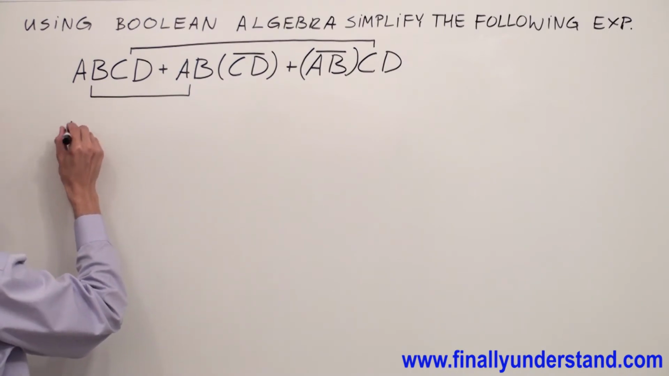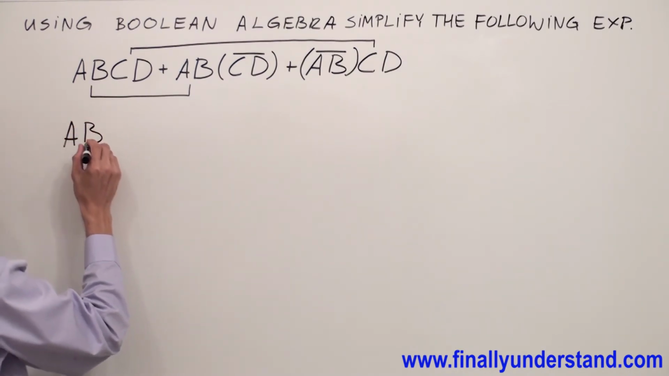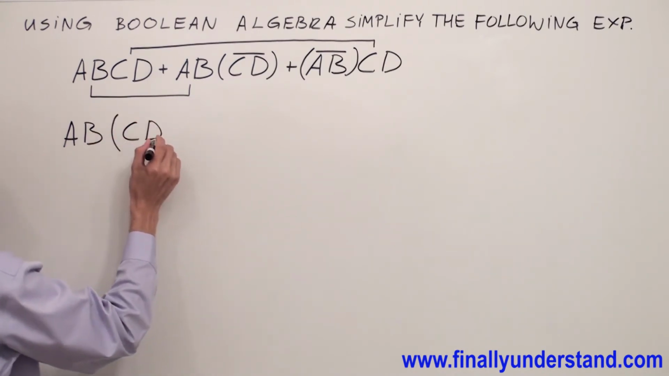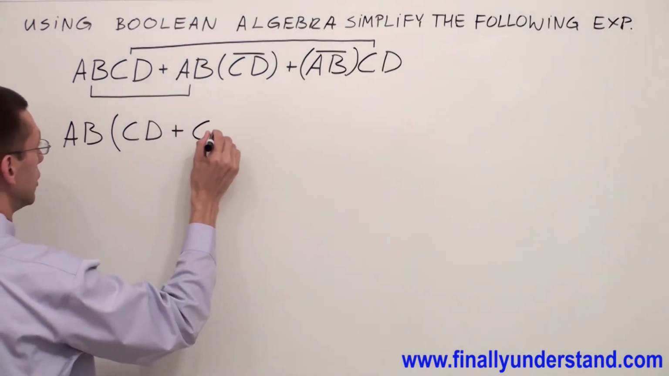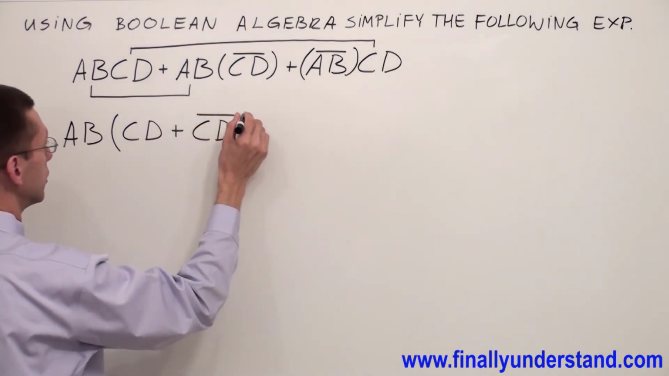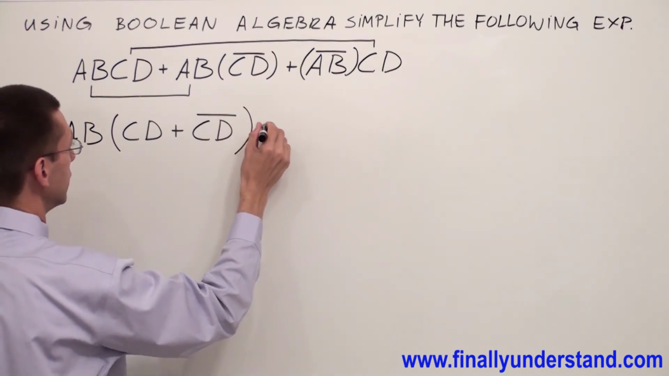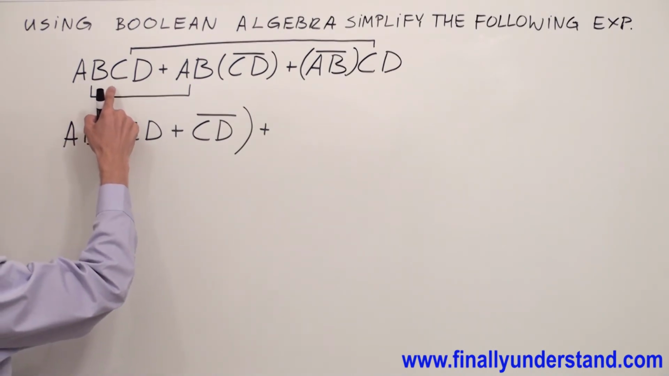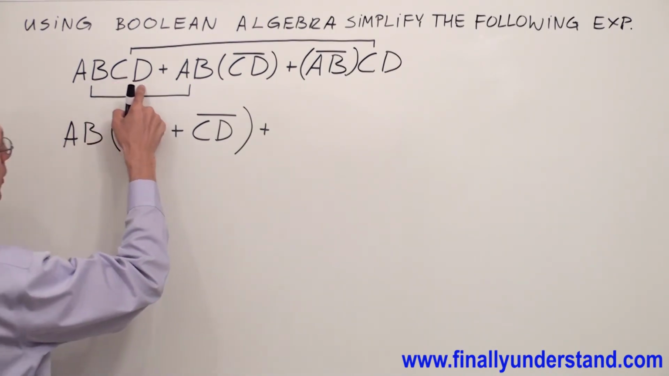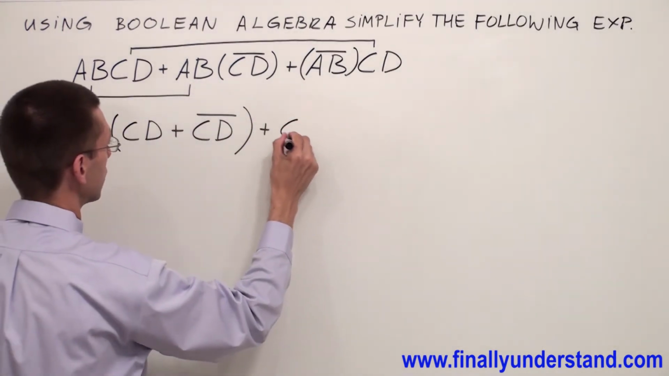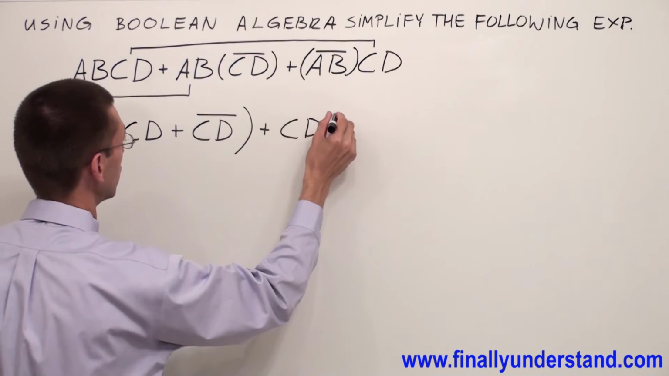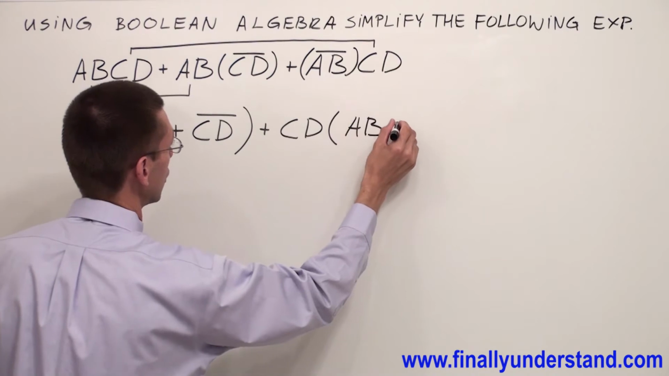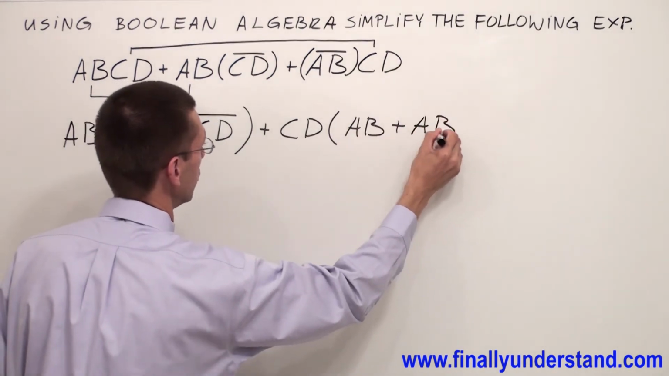So I have AB, and inside of the parentheses I'm going to have CD or CD NOT, and I'm going to have OR, and I'm going to factorize right now CD from these two terms. So I have CD, and inside of parentheses I'm going to have AB or AB NOT.